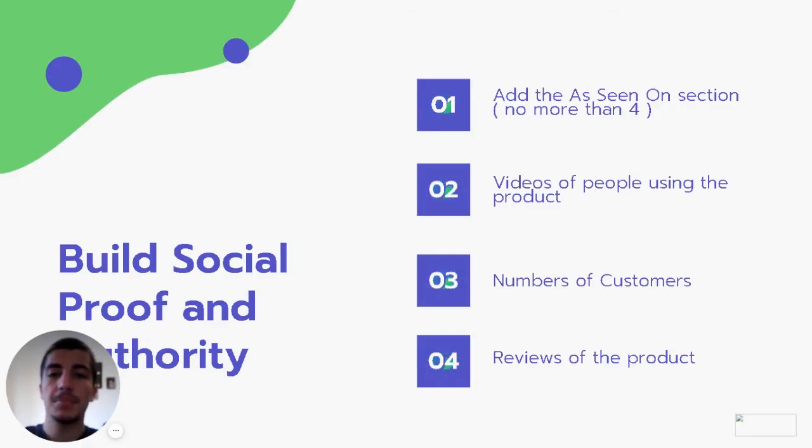Now, second thing, build social proof and authority. Of course, if you have a big company, a company that has a name in the industry, like Nike, it doesn't need to have reviews and an as seen on section, since everyone knows who Nike is. But if you're a small brand and people don't actually trust you, you don't have authority in your industry, then these 4 steps can help you.